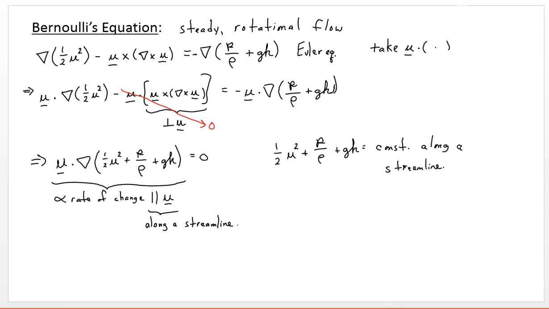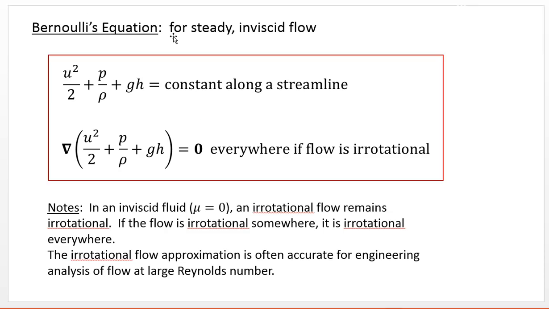So summarizing the two results in two cases, Bernoulli's equation, for steady inviscid flow, we have two choices. One, we say that 1/2 u squared plus p over rho plus gh is equal to constant along a streamline. So in this case, in rotational flow, if you wanted to apply Bernoulli's equation, you would take 2 points along the same streamline and set these two things equal. That can be useful to determine the velocity at one point if the velocity is known at another point in the flow, or it can be useful to determine the pressure at one point if the pressure and velocity are known at another point in the flow.